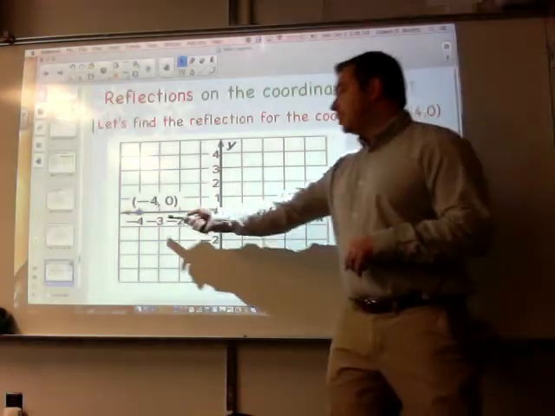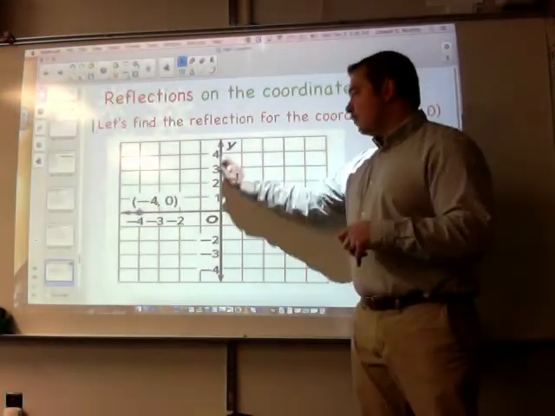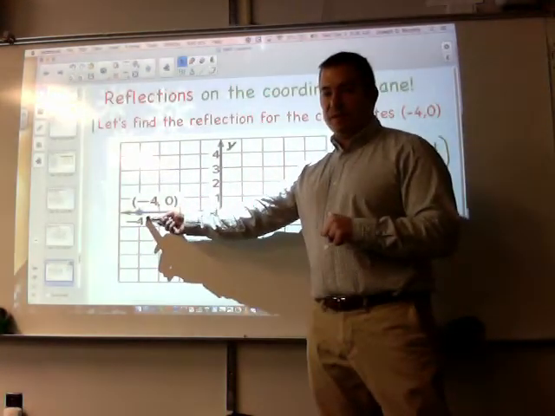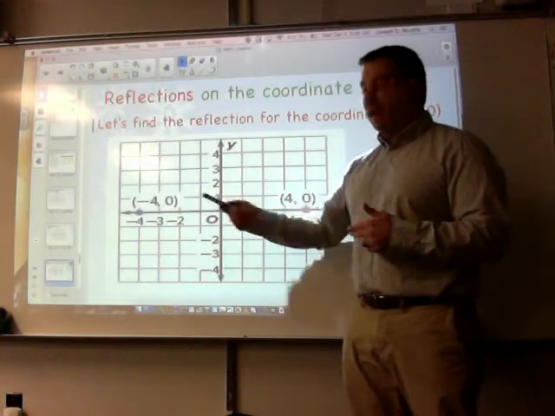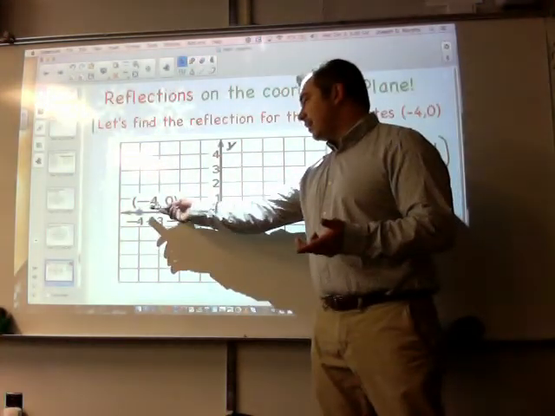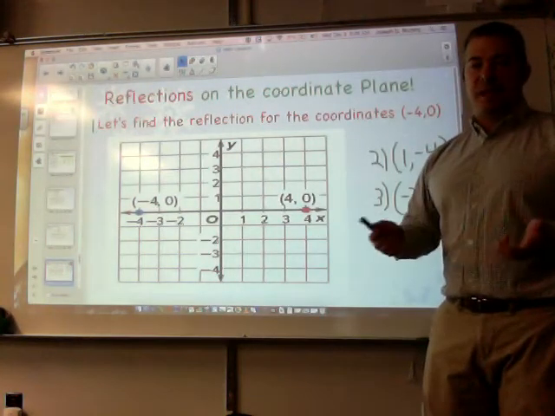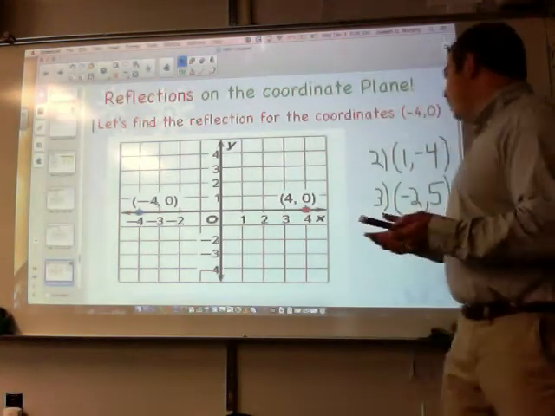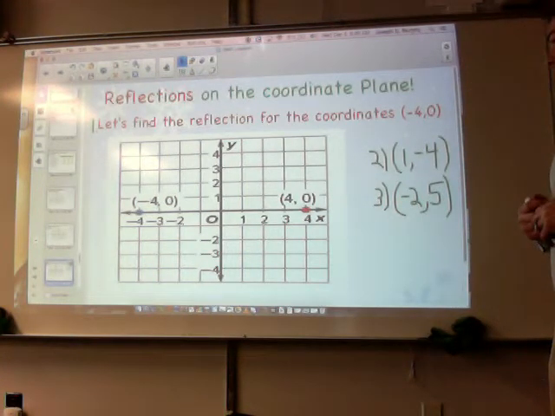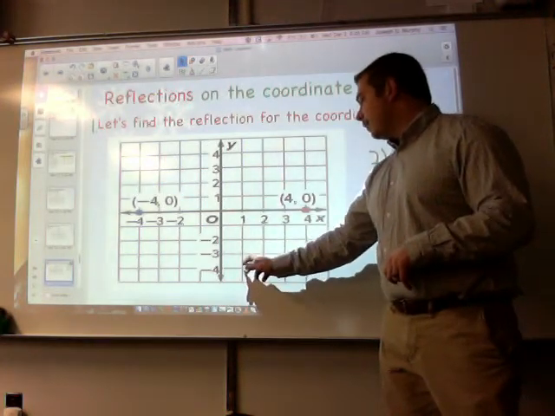Okay? I just reflected across the y, because here's our y right down the middle. Now, I can't reflect this across the x-axis because it's on the x-axis. So -4, 0 reflected will just be -4, 0, so I guess it's itself. Kind of like, what's the opposite of 0? All right, what if I had 1, -4 as my coordinates? So let's go to 1, and then -1, 2, 3, 4.